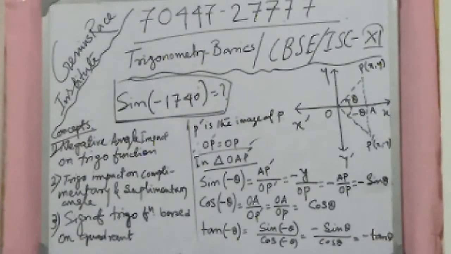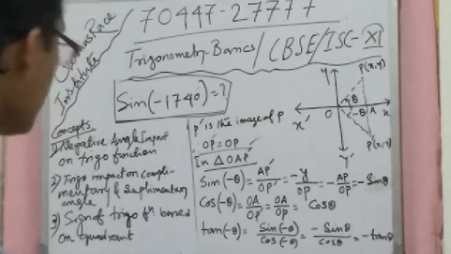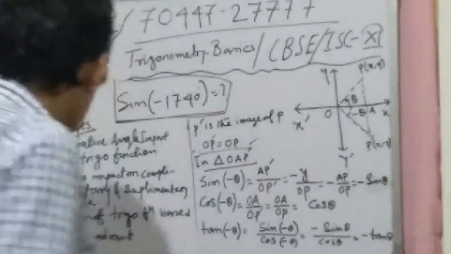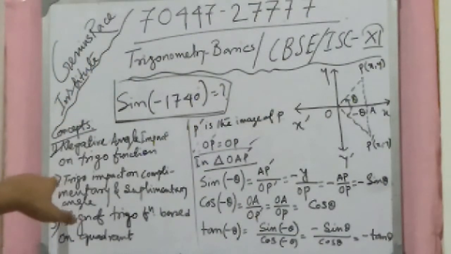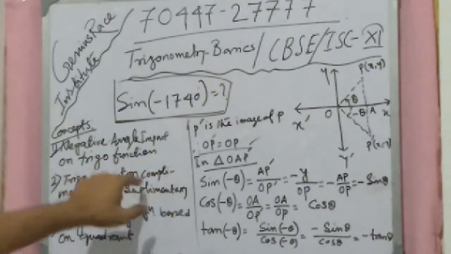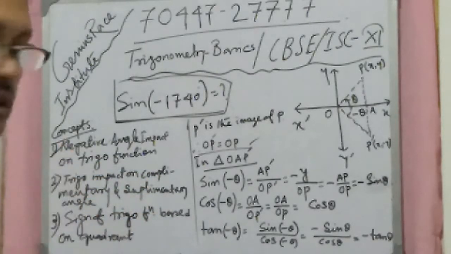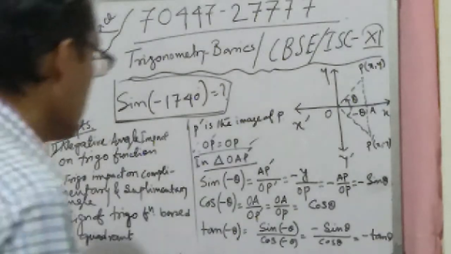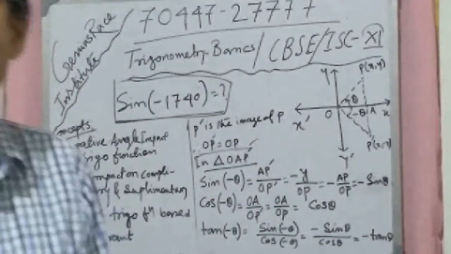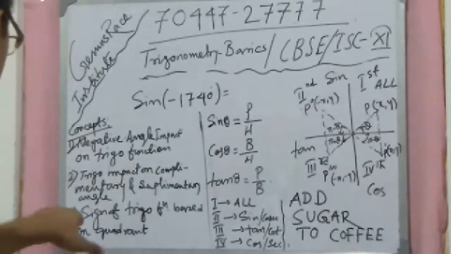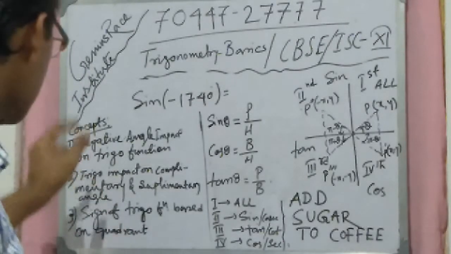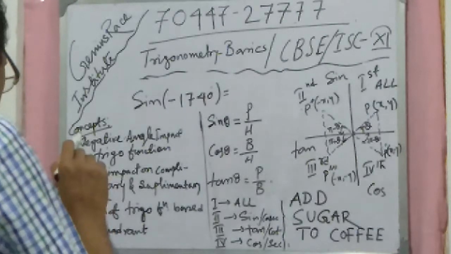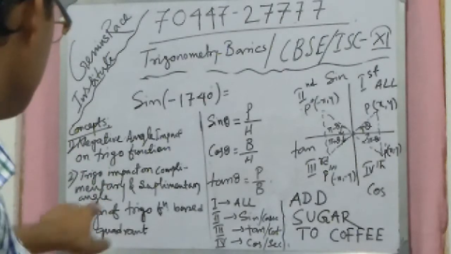Okay, in the next segment we are going to explain the impact of trigonometric functions on complementary and supplementary angles. The second concept we will explain a little later. The third concept we are starting earlier: the sign of trigonometric functions based on quadrant.